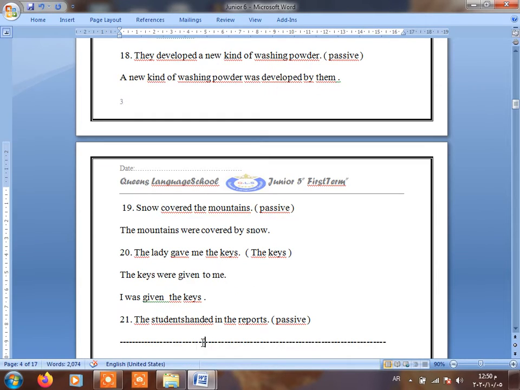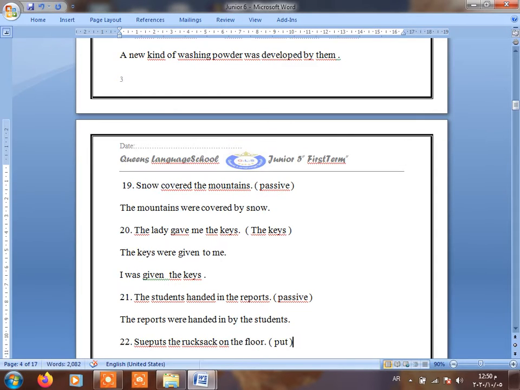Number 21. The students handed in the reports. So the reports is my object. This sentence is in the past simple. So the reports were handed in. Don't forget the preposition. When you have a preposition in the verb, don't forget to put it. So the reports were handed in by the students. Or if I want to write the sentence without "by the students", it will also be correct.